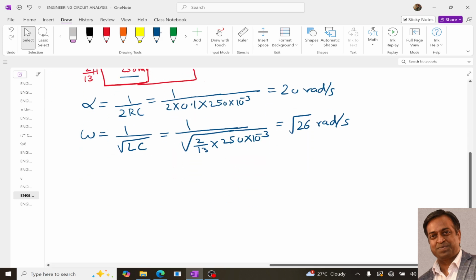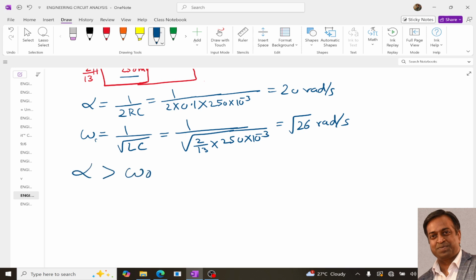Now over here you can see that alpha is greater than omega naught. This 20 is greater than root 26. So it implies that our circuit response will be an overdamped response.